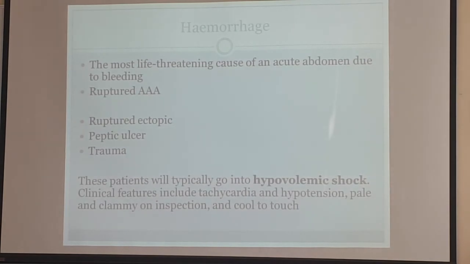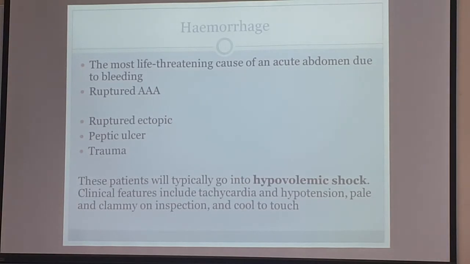Okay. So I'm going to go through a few of the most serious causes of an acute abdomen for you. We mentioned it earlier, the most life-threatening cause of an acute abdomen is the ruptured AAA. But there are other things that can cause bleeding. We mentioned the ruptured ectopic pregnancy, peptic ulcer, and trauma. There are going to be more, but these are ones that you will commonly see in a district general hospital.